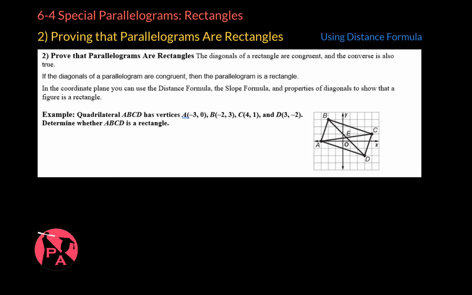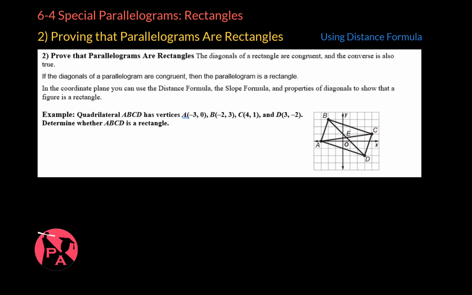I'm going to show that the opposite sides are congruent, like BC and AD, by using the distance formula for B and C. And then I'm going to do the distance for point A and D. They must be the same. If they are the same, I'm going to move on to the shorter sides, BA and CD. By doing the distance formula for these two pairs, I'm going to show they are congruent.